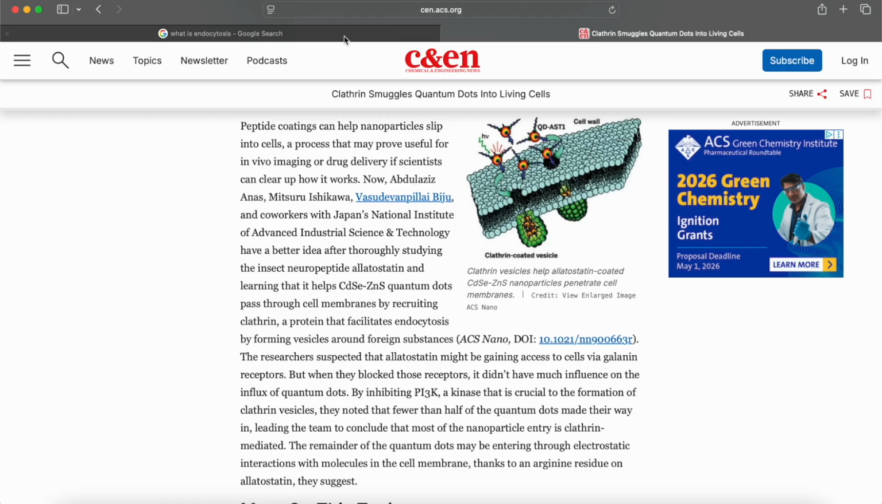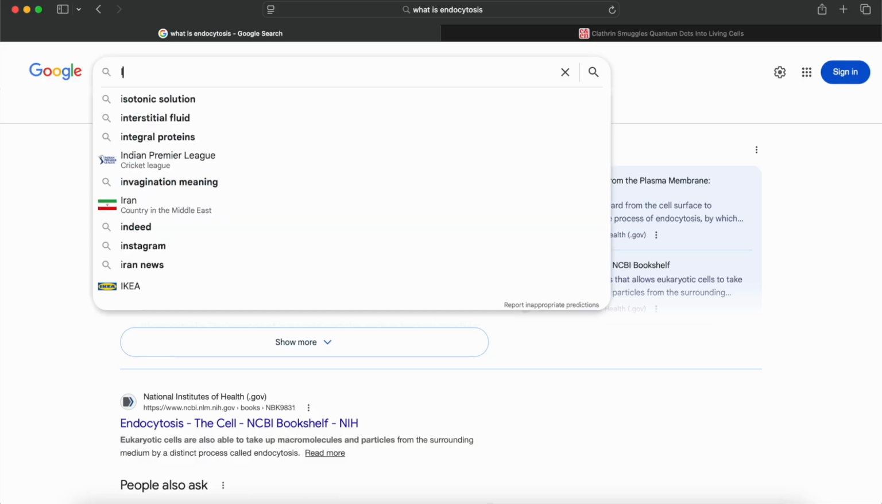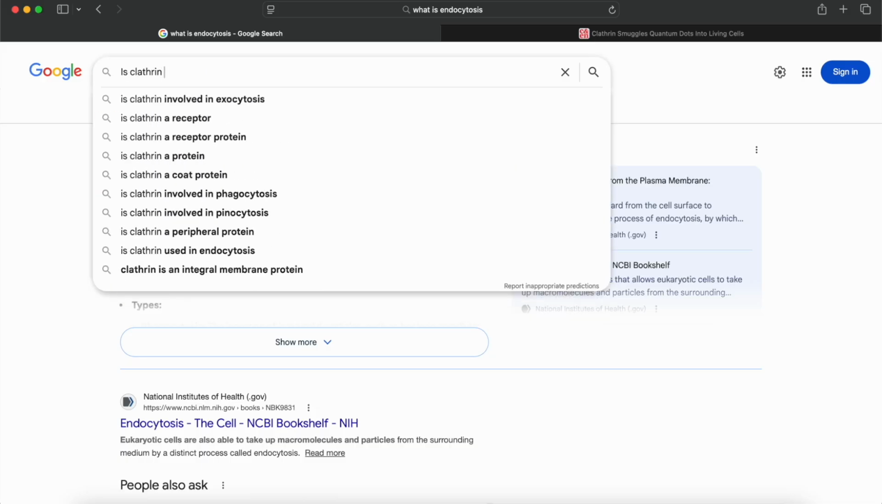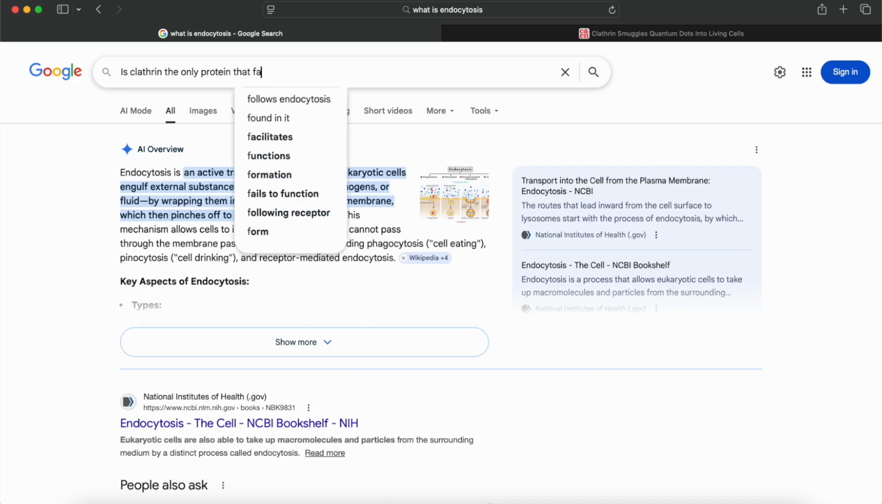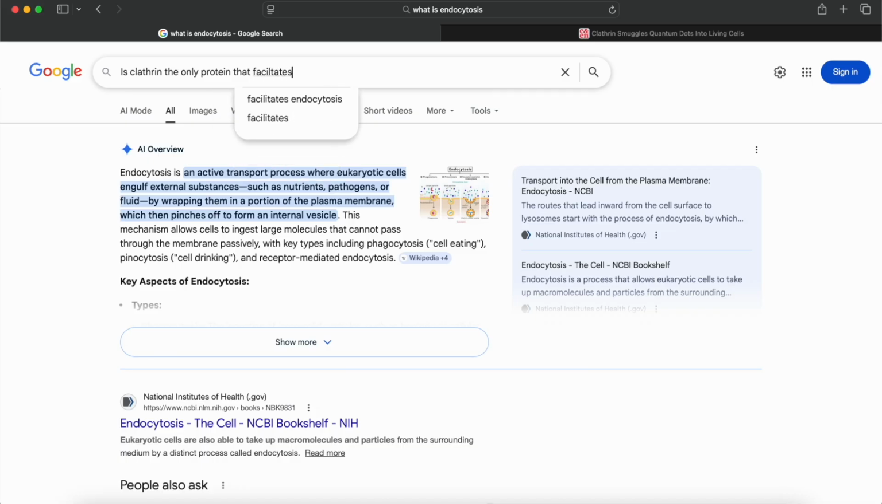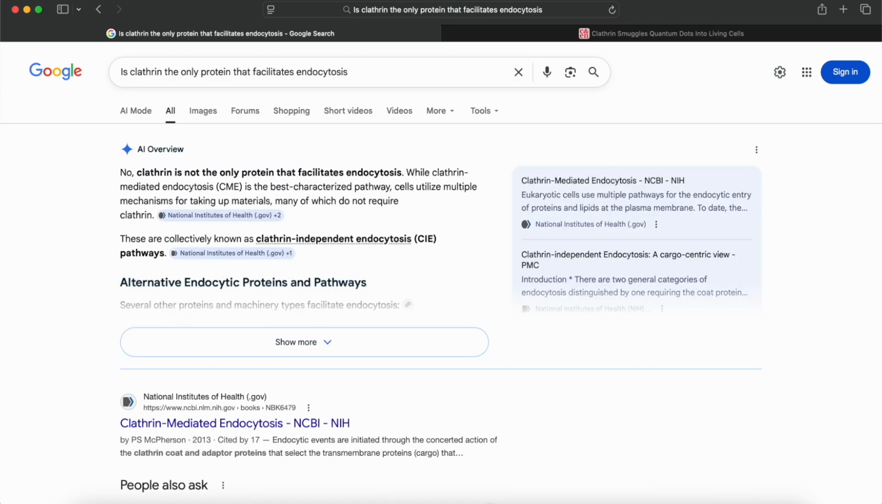Now let's go back to Google, and we're going to search: is clathrin the only protein that facilitates endocytosis? No, clathrin is not the only protein that facilitates endocytosis. While clathrin-mediated endocytosis is the best characterized pathway, cells utilize multiple mechanisms for taking up materials, many of which do not require clathrin. These are collectively known as clathrin-independent endocytosis pathways.